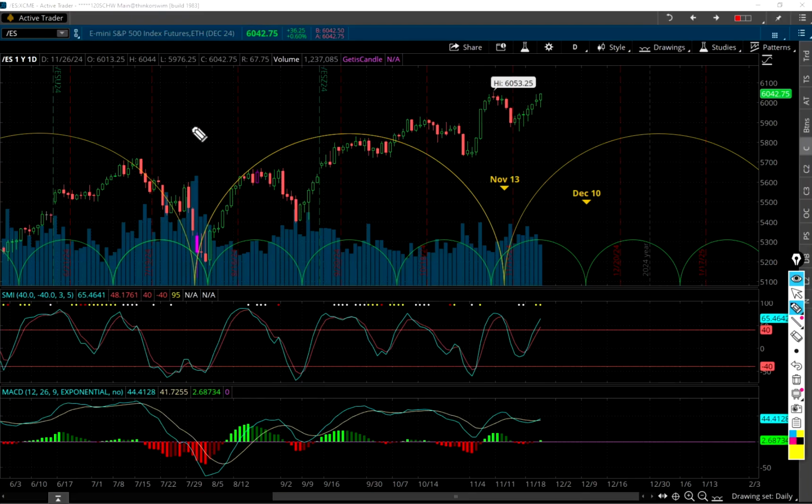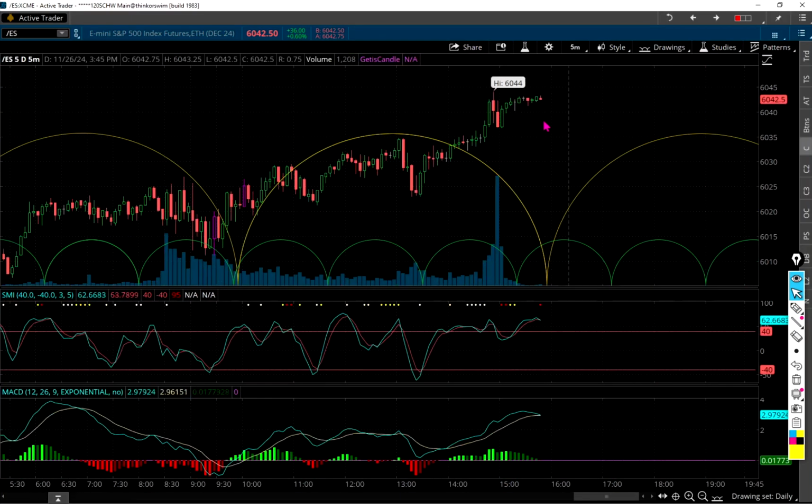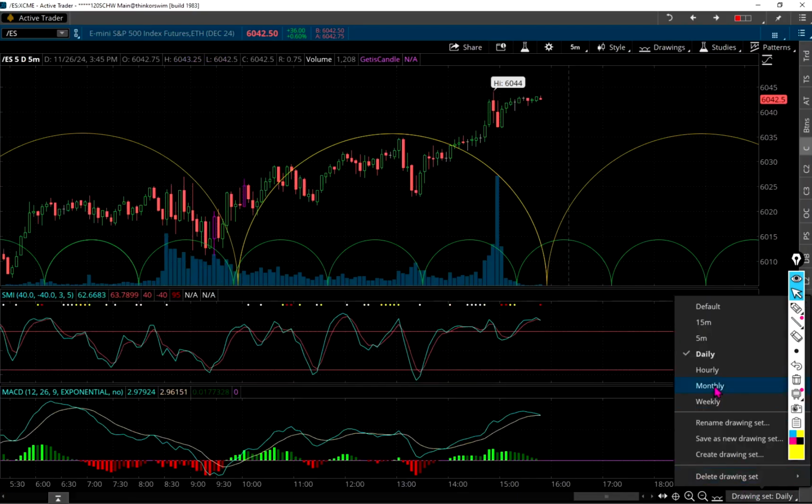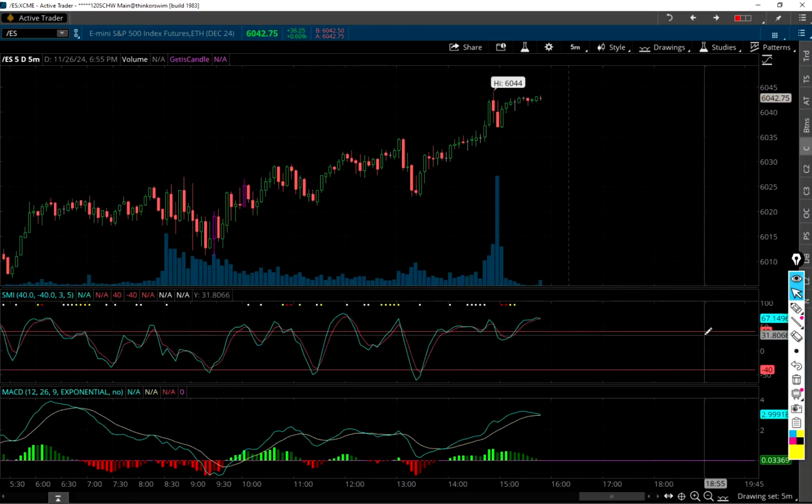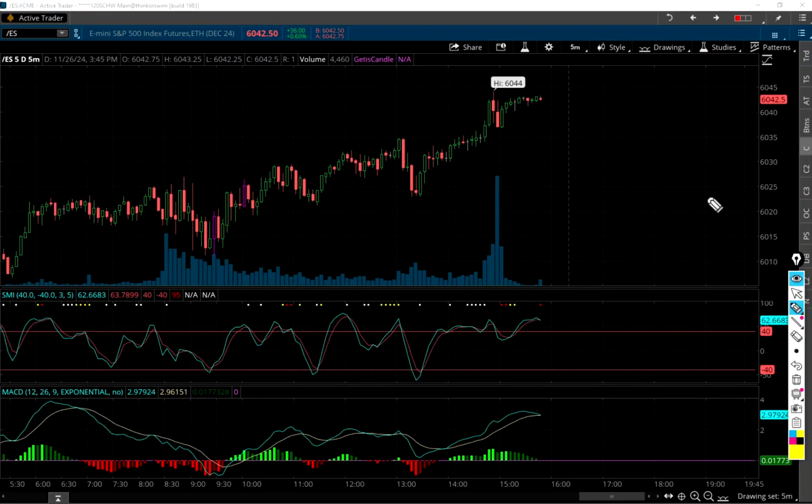All right, let's get right to it. We're going to look at the trade of the day. Then we'll come back and look at the daily and the rest of the products. We'll look at the S&P 500 futures here, 5-minute chart, S&P 500 futures.